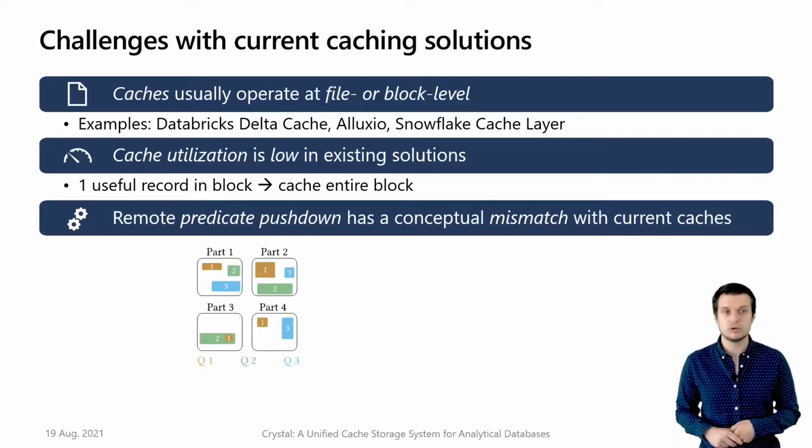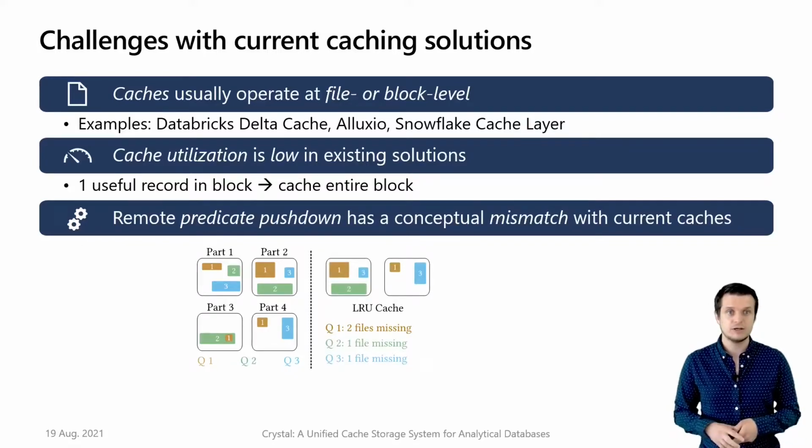So let's have a short look at an example. Here we have 3 queries and 4 blocks. Each of the queries accesses parts of each individual block. When we now have a traditional block-level cache with a replacement policy such as LRU, we can see that none of the queries could be computed completely locally.